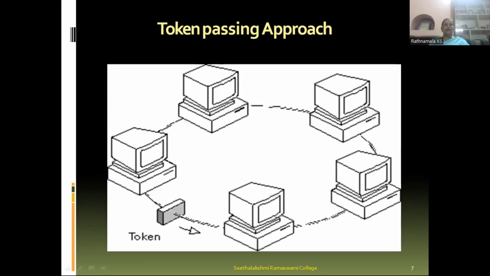You can see the diagram. There are so many systems and the token is indicated like a box. Actually, it is a message. It is circulated. You see, now it is in the anti-clockwise direction.